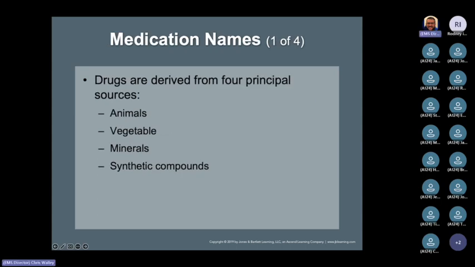All right, so drug names. Here comes the fun stuff. The drugs we use are derived from principal sources. Here we talk about animals. Insulin is usually prepared from the pancreas of an animal, primarily pigs. Vegetables, plant sources, we have roots, leaves, flowers, and seeds. We talk about minerals: calcium, iron, magnesium, some of the things that we see over the counter. Synthetic compounds are drugs manufactured synthetically, made in a lab. Synthetic forms of vitamins, steroids, narcotics, and things like that.